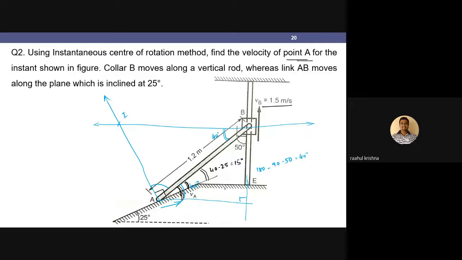That means 15 degrees. Now, the link AB is at 15 degrees to my plane; the plane is inclined at 25 degrees and AB is inclined at 15 degrees to the plane. So how much will this angle be? 90 minus 15, equal to 75. So I can write angle IAB equal to 75 degrees. Then angle IBA is 40 degrees, we already got that. What will this angle be then? 180 minus 75 minus 40. How much is it coming? Tell me.